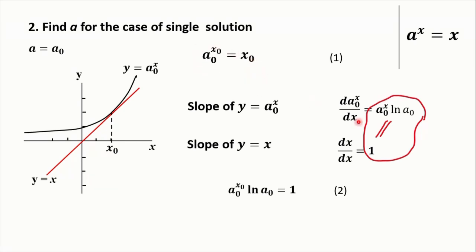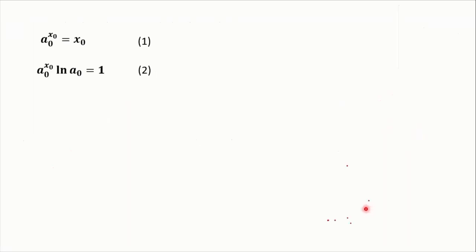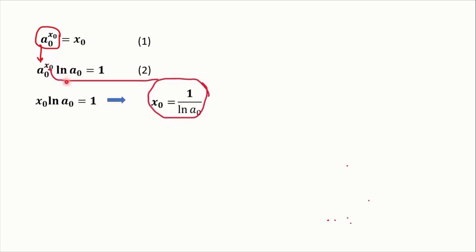Now we combine these 2 equations into the system, and we will solve the system for a0 and x0. First, we replace this term with x0. Next, we find from this equation x0. Then we plug in x0 to equation 2, and we will find equation which doesn't contain x0.